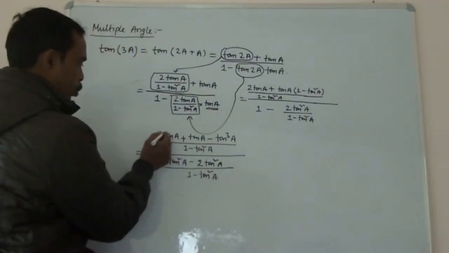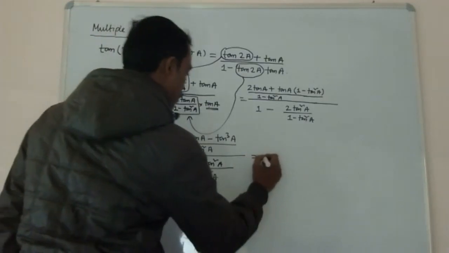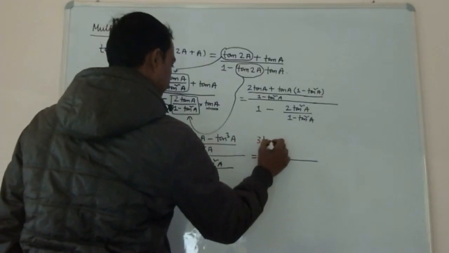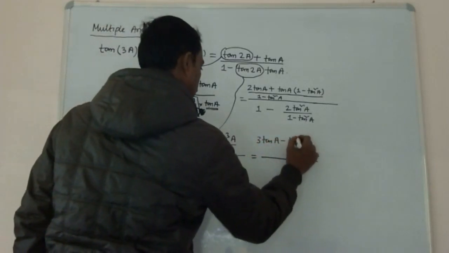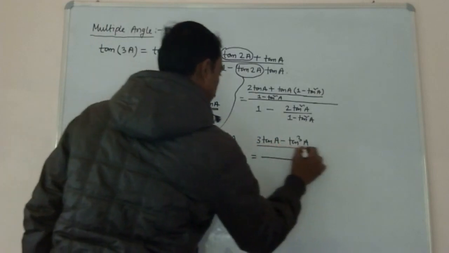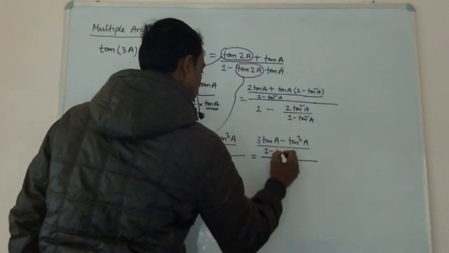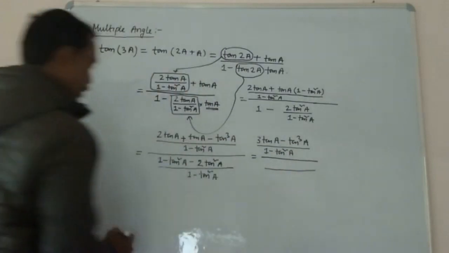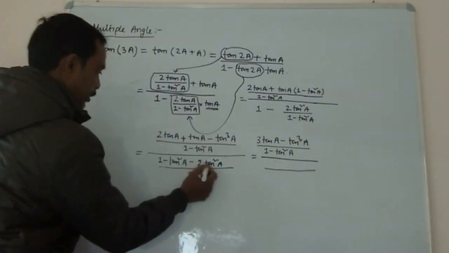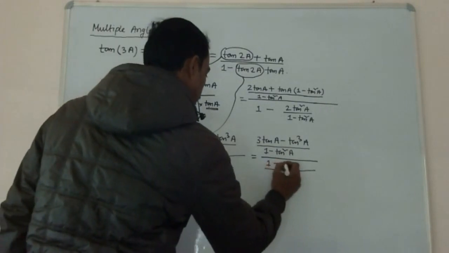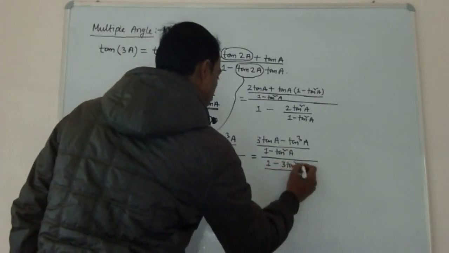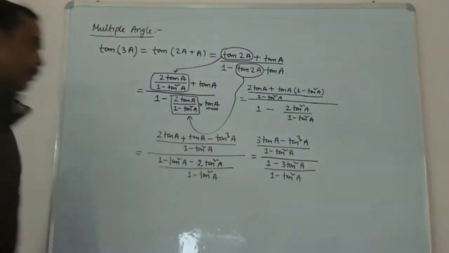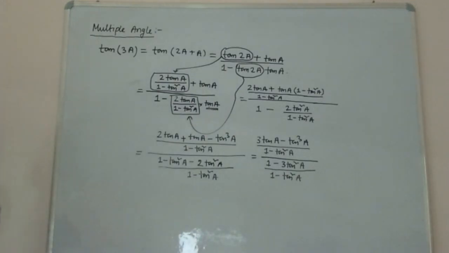Now from here, 2 tan A plus tan A is 3 tan A minus tan cube A divided by 1 minus tan square A. Now in the denominator, it is 1 minus tan square A minus 2 tan square A, that is 1 minus 3 tan square A divided by 1 minus tan square A. Is it clear? Yes, sir.